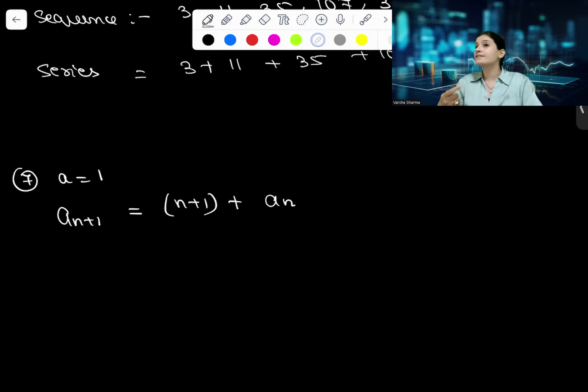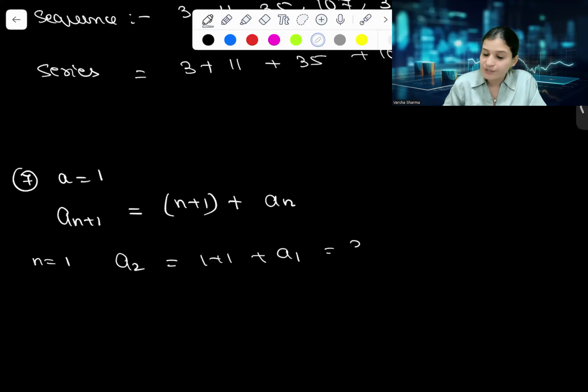But this is a recursive relation. To find the 6th term, we need to know the previous term. So even though they haven't asked us to find out the 2nd, 3rd, 4th, and 5th, I have to, because otherwise I can't find the 6th term. So here if I put n equal to 1, A2 answer would be 3. Let's put n equal to 2, plus 1, 3, 2 plus 1 plus A2.